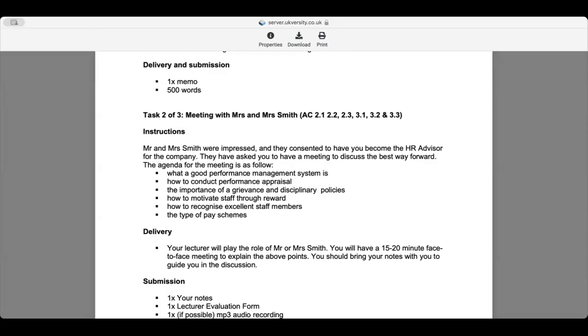How to conduct performance appraisal: explain that performance appraisals are essential for employee growth, and describe best practices such as setting clear expectations, using a fair evaluation system, encouraging two-way communication, and providing constructive feedback and a development plan.